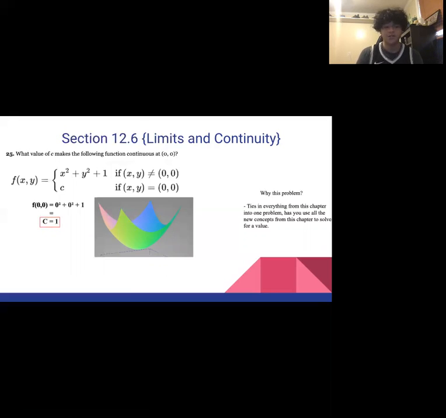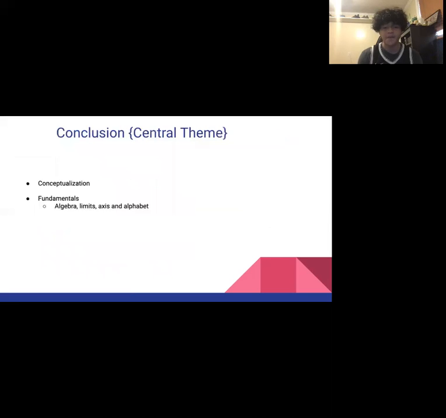Anyways, question 25 ties in this chapter very well because every large idea taught in this chapter is used in one problem, like visualizing what the functions are and what they should look like, to the understanding of points on the three variable graph and your understanding of what a piecewise function is and how they work. Overall, the central theme of chapter 12 is conceptualization and knowing your fundamentals.